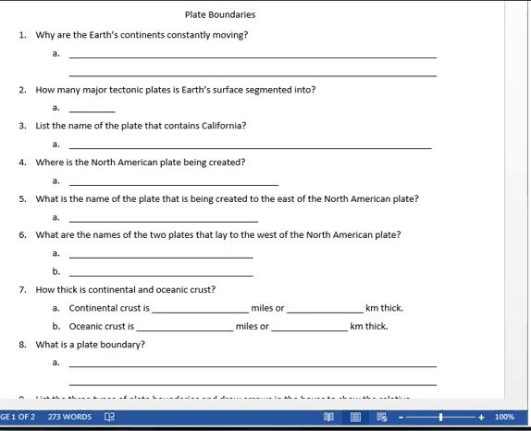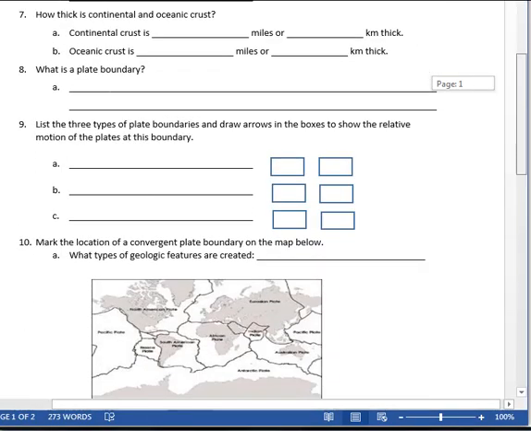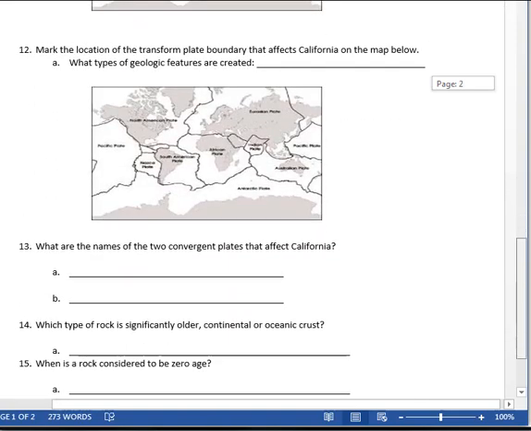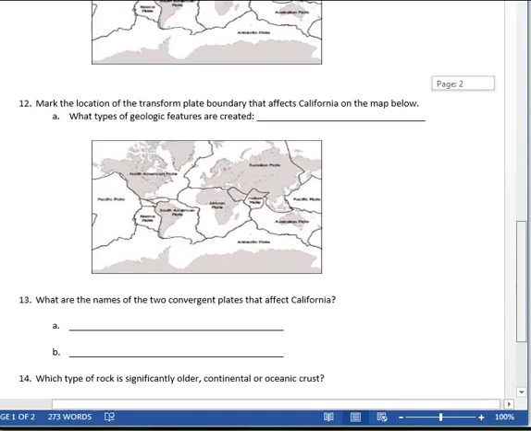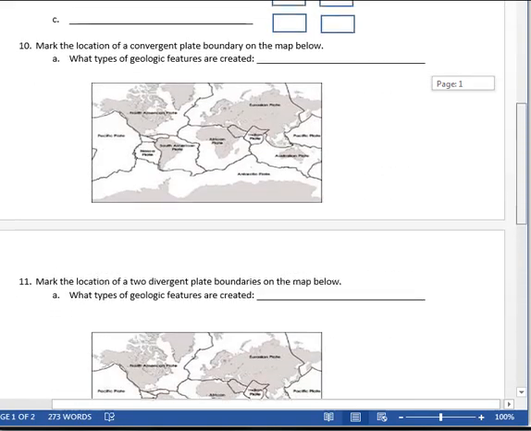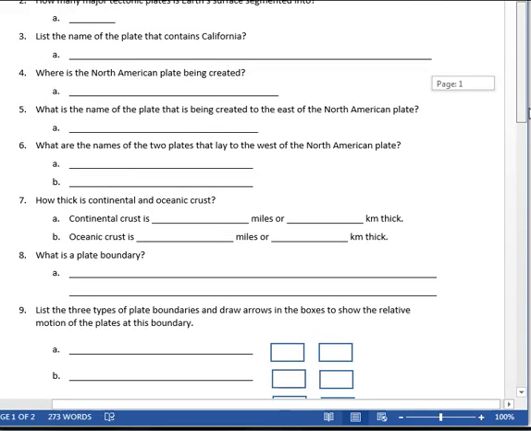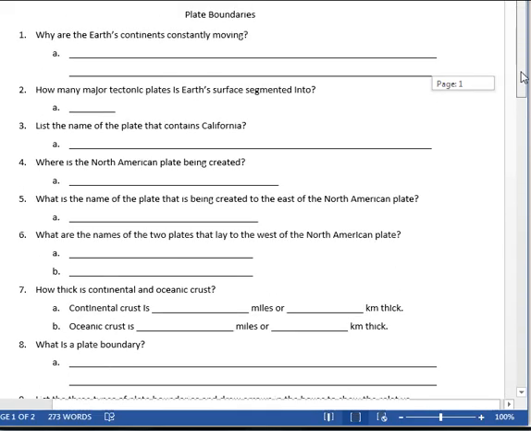Hello. In this activity, we are going to look at plate boundaries, and you're going to answer the questions that are on this activity, and that's 1 through 15. So let's get started on this activity, and hopefully we'll finish it in 8 to 10 minutes.